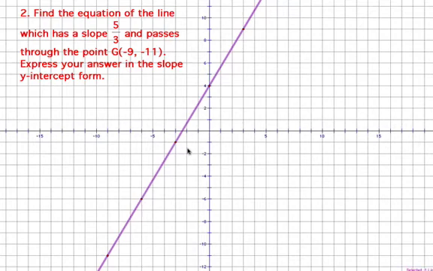Now you can easily see that we have a line with slope 5/3, and it crosses the y-axis at positive 4. So that means our equation of the line is y equals 5/3x plus 4, where 5/3 is the slope.